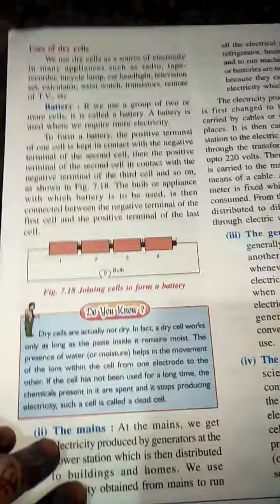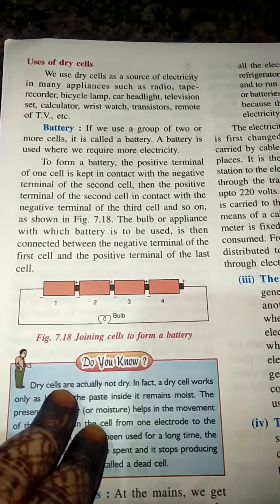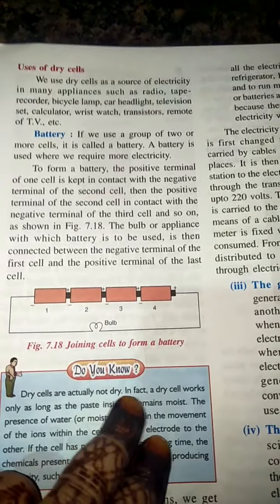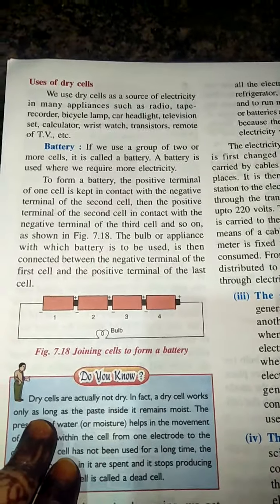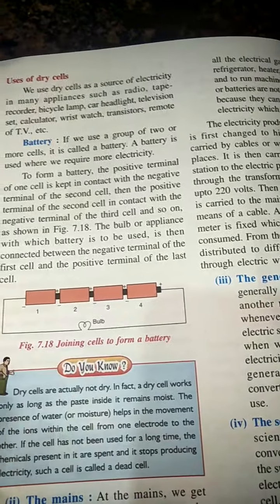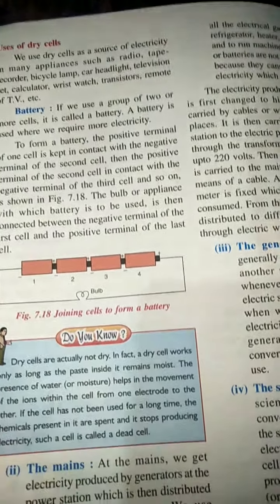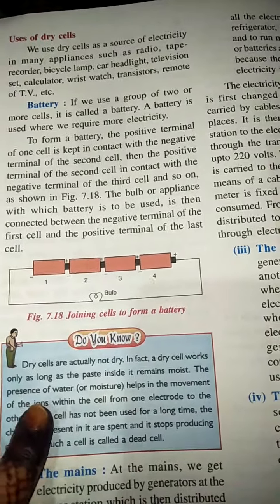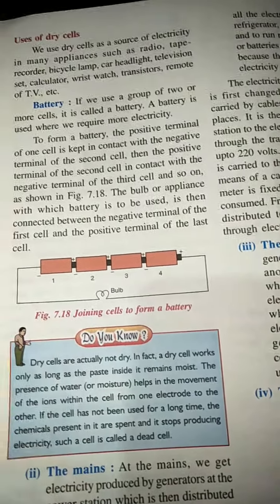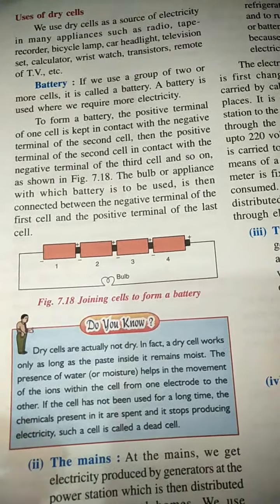Okay class? Now the beautiful thing we need to know today is that children, dry cells are actually not dry. In fact, a dry cell works only as long as the paste inside, that electrolyte na children, remains moist, it stays wet. The presence of water moisture helps in the movement of the ions, because this moisture is helping the ions to move inside the cell from one electrode to the other.